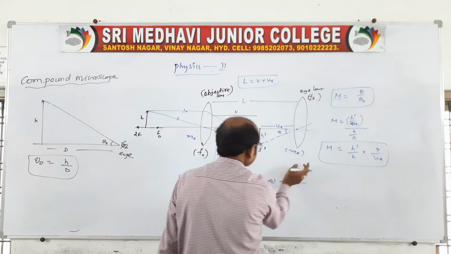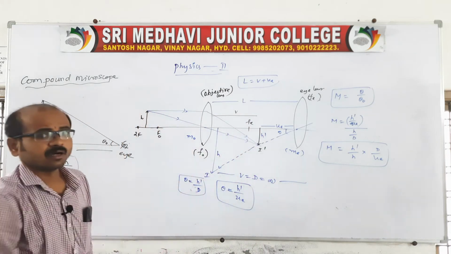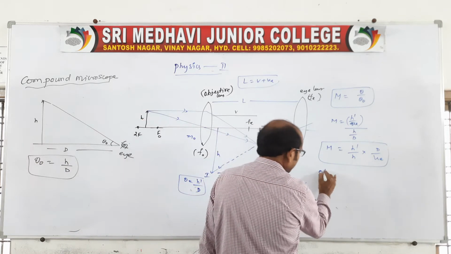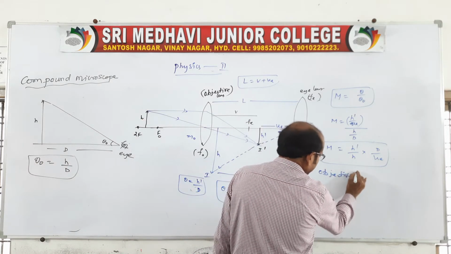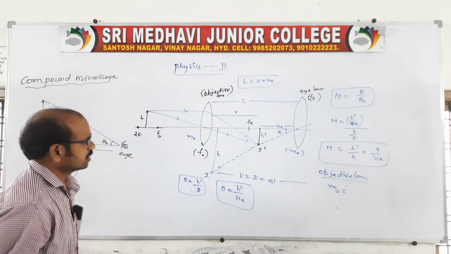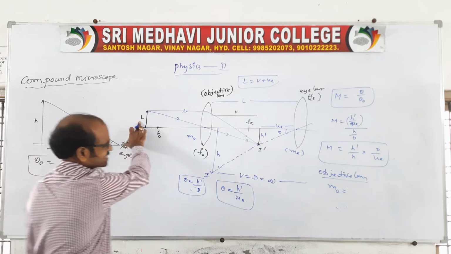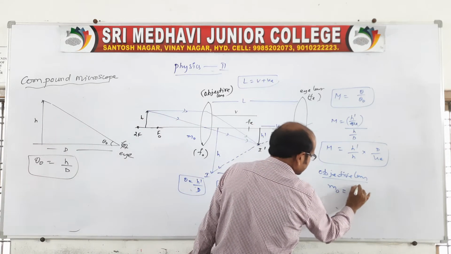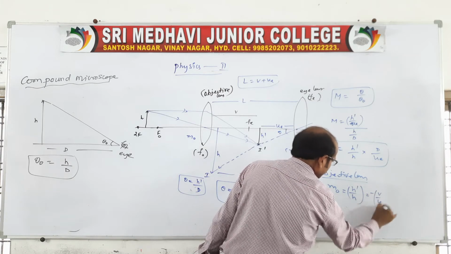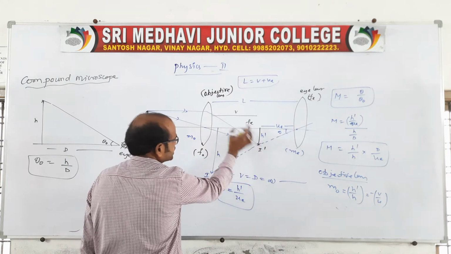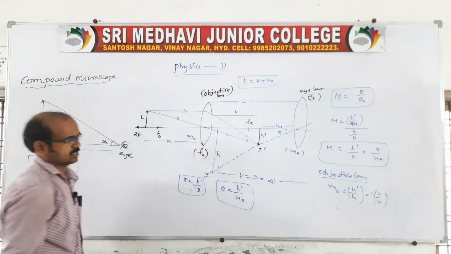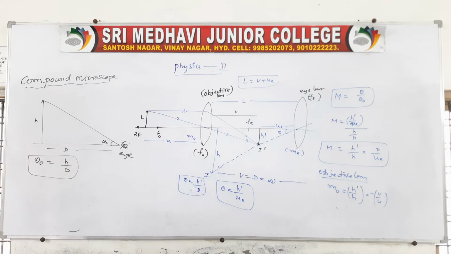This is the eye lens magnification, and this is the objective lens magnification. By the objective lens, the magnification will be m naught, which is equal to the size of the image by the size of the object, h dash by h. Of course, we can say it is minus v by u, because here the image distance is v and the object distance is u, by using this lens. So we can also write minus v by u.